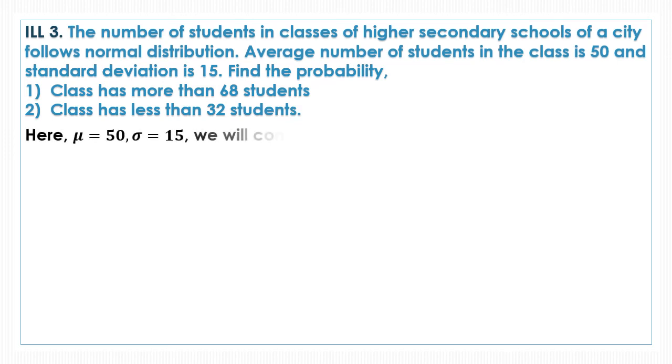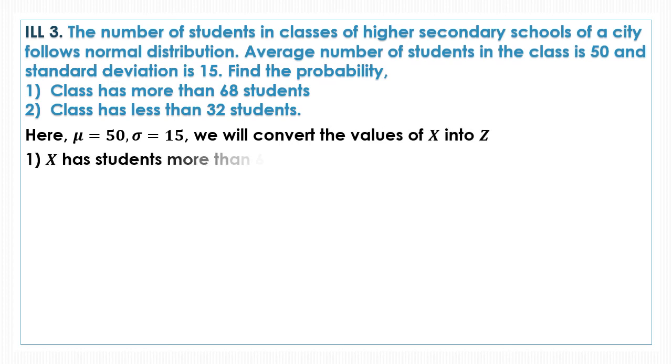So, more than 68 and less than 32. First of all, mu is 50, sigma is 15. We will convert x into z's. X has students more than 68. So the class has students more than 68, so 68 is less than or equal to x, or x is greater than or equal to 68. You can write either way. It doesn't matter.